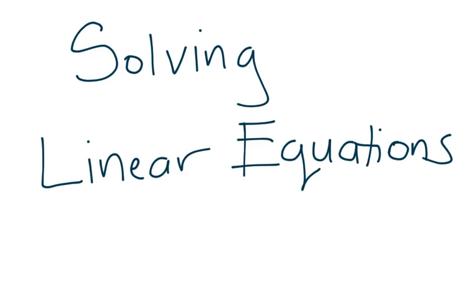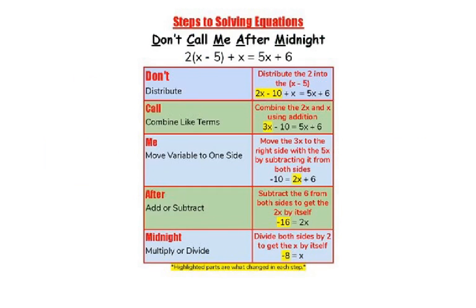We do that by using the inverse operation. So we can move things around each side of the equation by doing the inverse of whatever's being done. All right. So one thing to help us remember the steps is "don't call me after midnight." So don't stands for distribute, call stands for combine like terms. Me means move variables to one side. After means add or subtract. And midnight is multiply or divide.